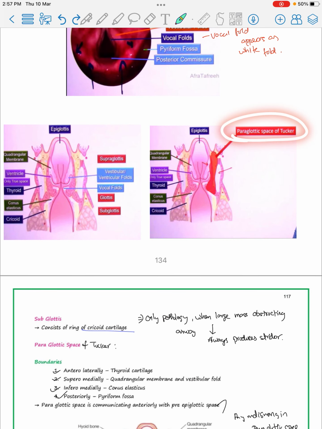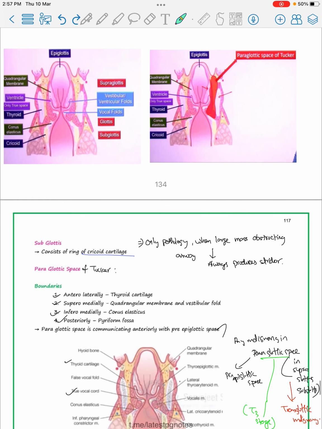Then the paraglottic space of Tucker is a very important space. You can see the paraglottic space of Tucker. You can see the boundaries. Anteriorly it is the thyroid cartilage, superiorly the quadrangular membrane and vestibular fold. You can see this fold. Inferiorly this is the conus elasticus, and posteriorly it is the piriform fossa. So both these spaces, paraglottic and piriform fossa, are in close contact with each other. The piriform fossa is also in contact anteriorly with the pre-epiglottic space. So these three spaces are in contact with each other.